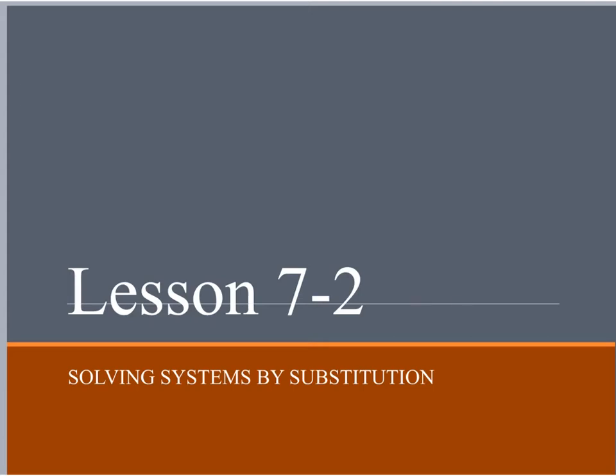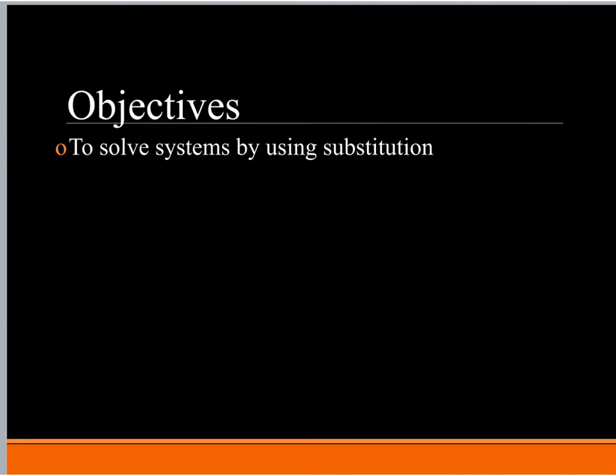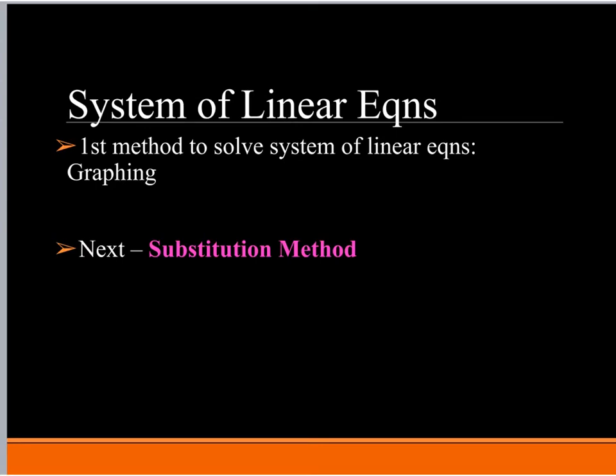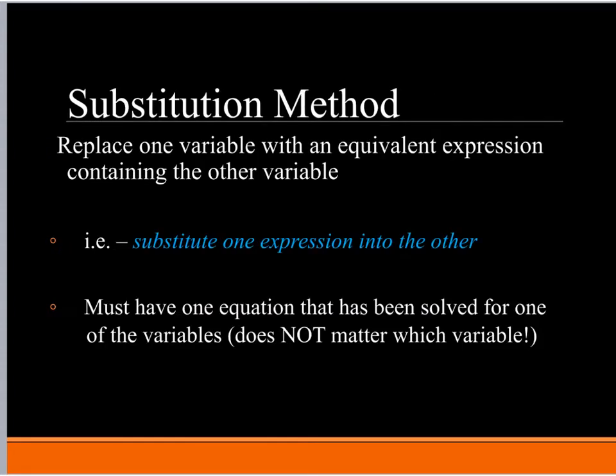Today we're going to look at solving systems by what we call substitution. So our objective is to solve systems by using the method of substitution, which is another method in addition to graphing. In the previous video, we learned how to solve a system of equations by graphing. Today we're going to use the substitution method, and like the name indicates, we are literally going to substitute something in. The definition of substitution really just means to replace one variable with an equivalent expression containing the other variable. In other words, we're going to substitute one expression into the other one.